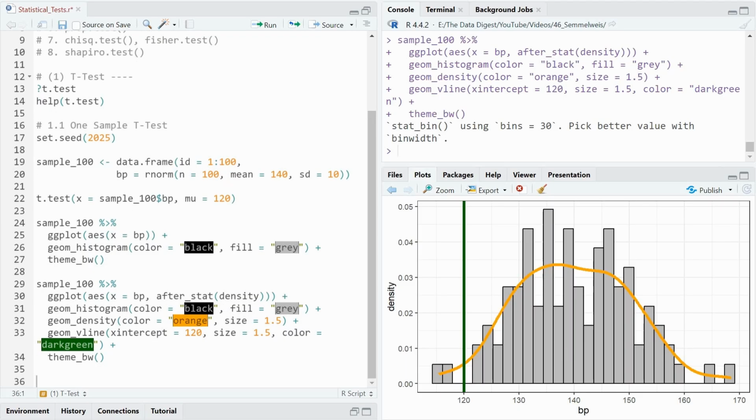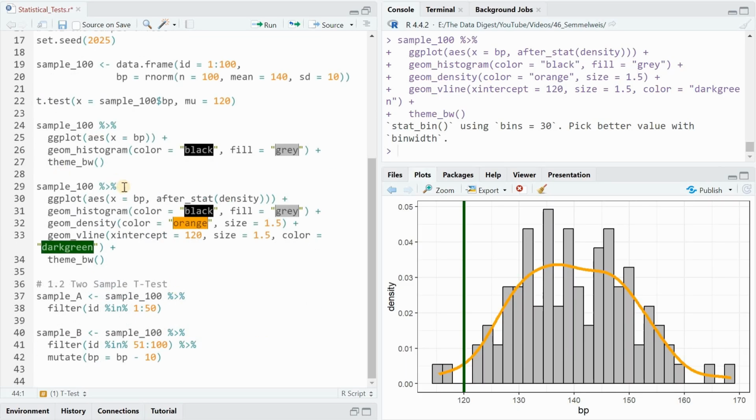which our t-test claimed it was. Now for the two sample t-test, I split our 100 individuals into two samples, A and B, just by filtering the ID to the first 50 and then the last 50, and I just subtract 10 from the second sample.